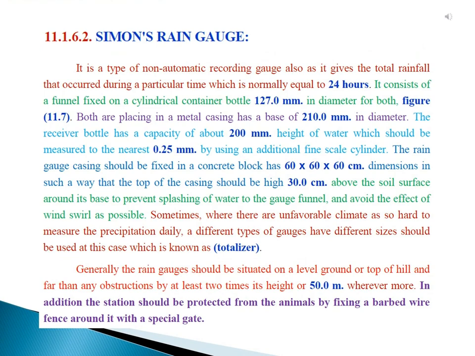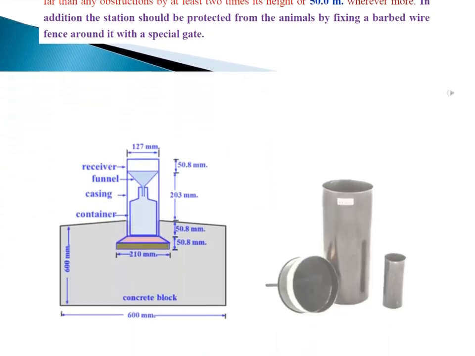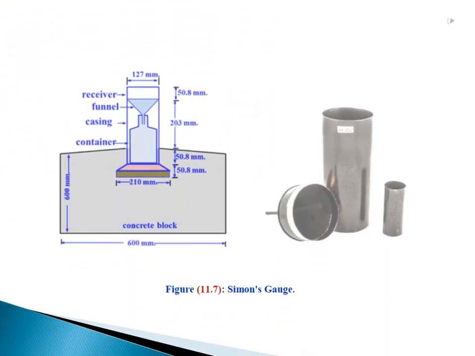Symons rain gauge. It is also a type of non-automatic recording gauge, as it gives the total rainfall that occurs during a particular time, normally equal to 24 hours, as shown in the enclosed figure. Figure showing the Symons gauge. My dear, look at the dimensions of its parts.